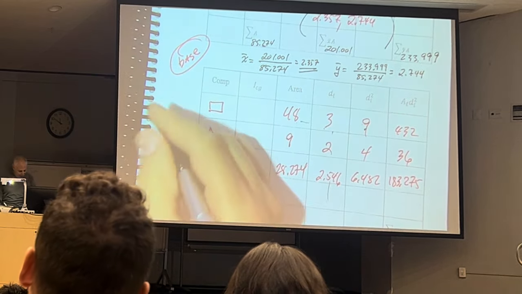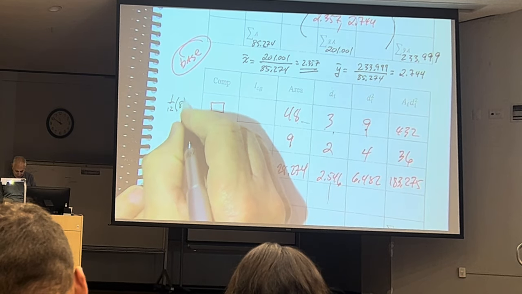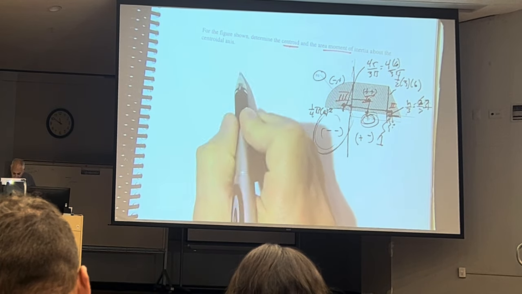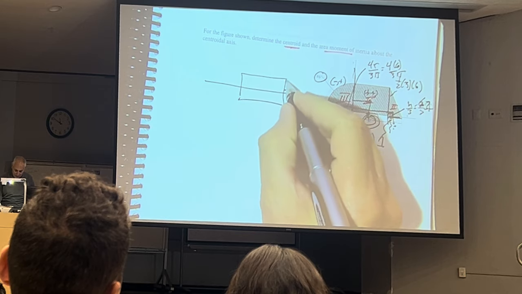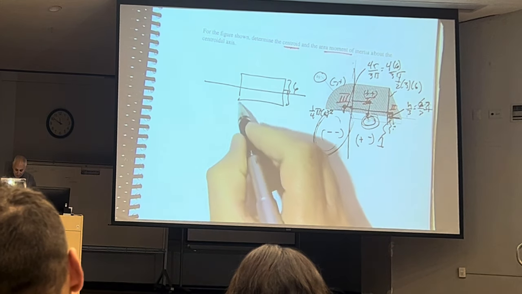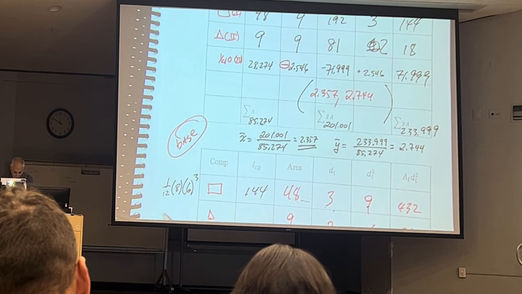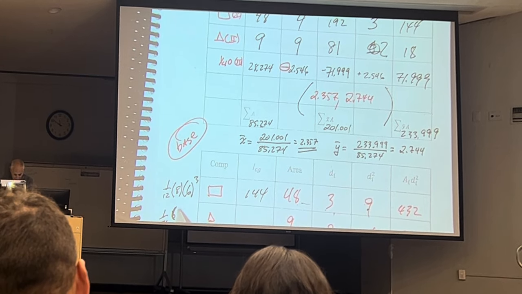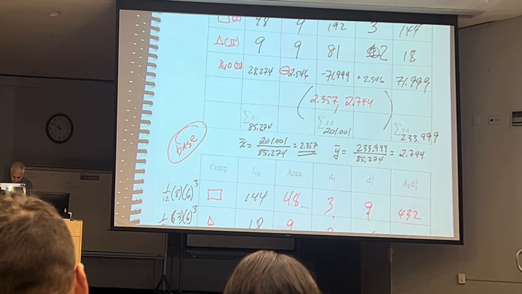All right, here, 1/12 b, b is 8, 6 quantity cubed. Remember, what's being cubed? If you're going through, here's the rectangle, you're going through the x-axis, what's being cubed is this distance, which happens to be the 6. This happens to be the 8. So I cube the 6 and I'll get 144. Triangle, 1/36 b h cubed, that's b times 3, 6 quantity cubed, that's 18.